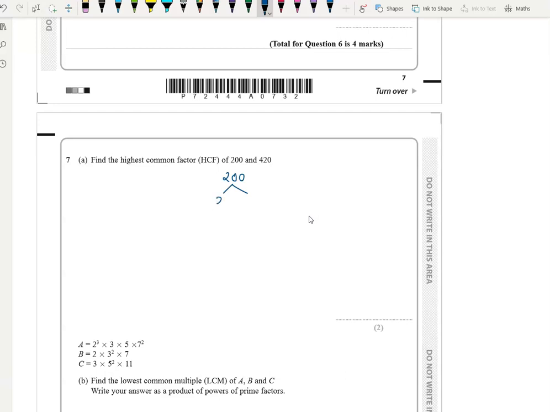So 200 I can write as 2 times 100. 2 is prime, you cannot break it up further. 100 is 10 times 10. Again 10 can be written as 5 times 2 and 5 times 2. Circle all the numbers without any branches below them, and these should be prime numbers. So 200 is 2 cubed, we have three 2s, times two 5s, 5 squared.